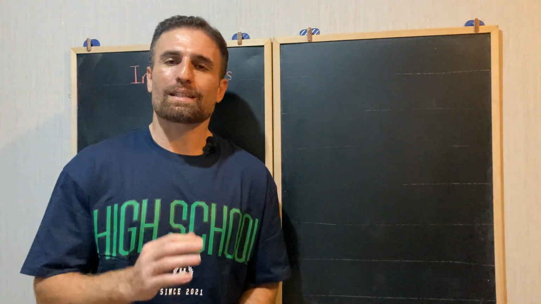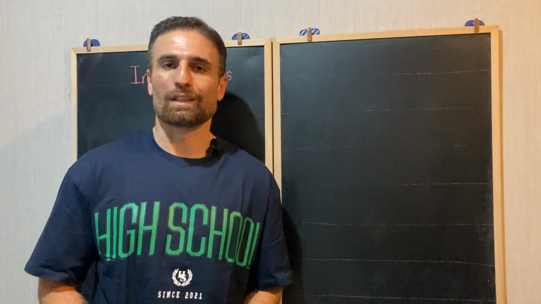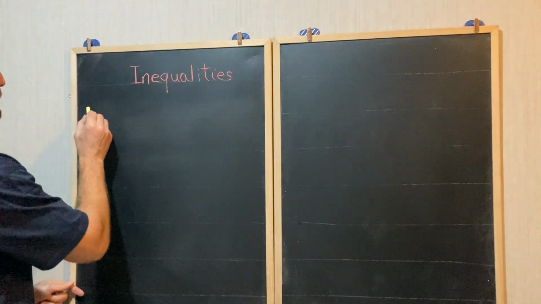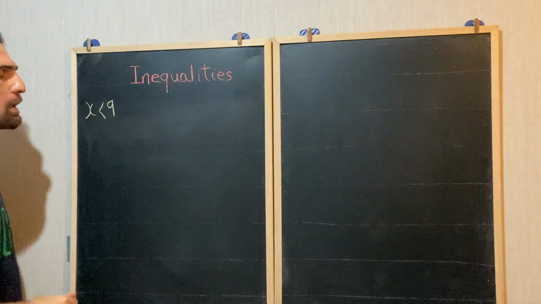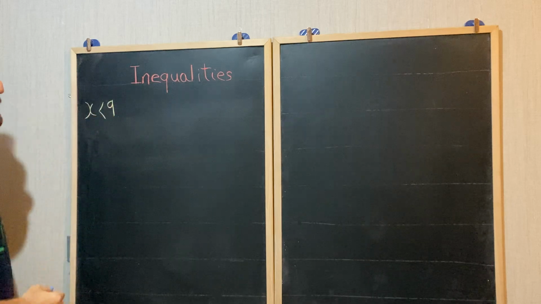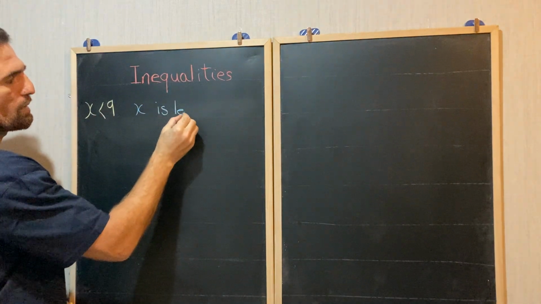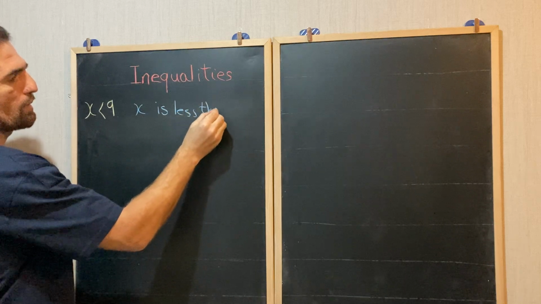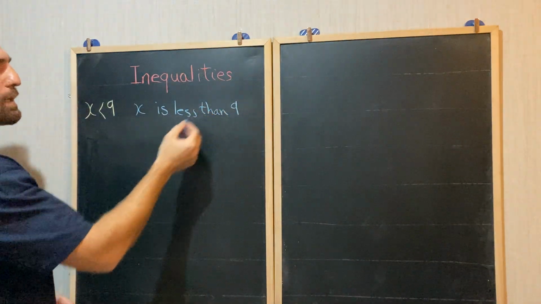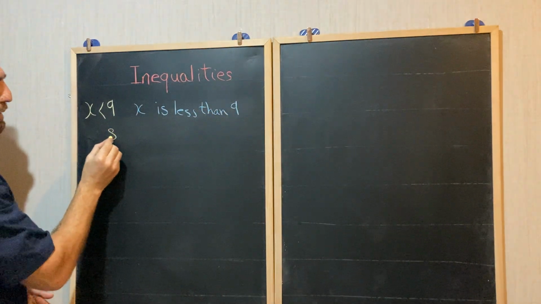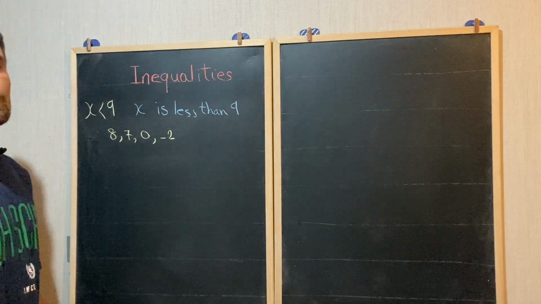Hello friends, in this lesson we are going to cover the basics of inequalities. So let's start with symbols. If you look at this expression, it means x is less than 9. Let me write it: x is less than 9, which means any number that is less than 9, like 8, 7, 0, -2, and so on.